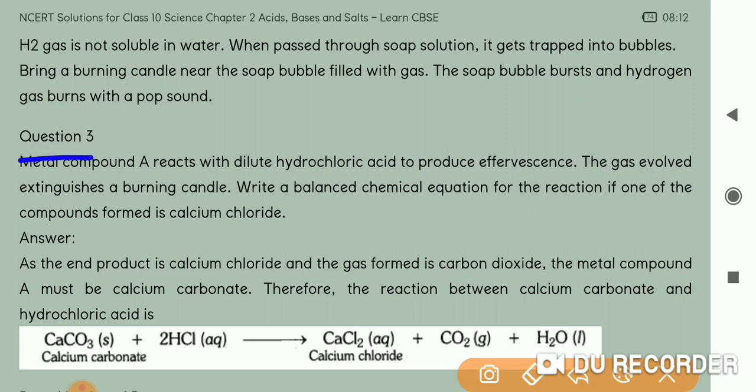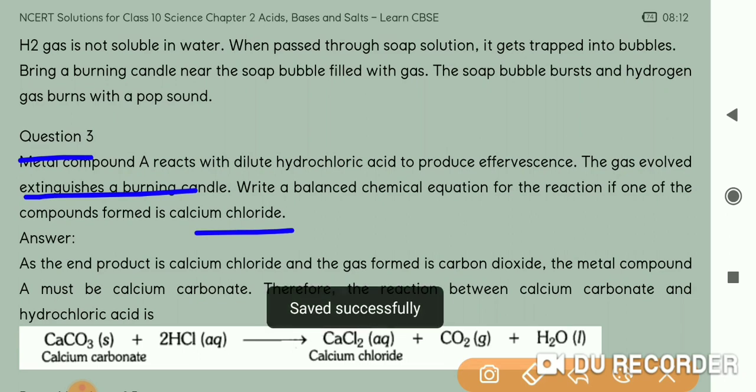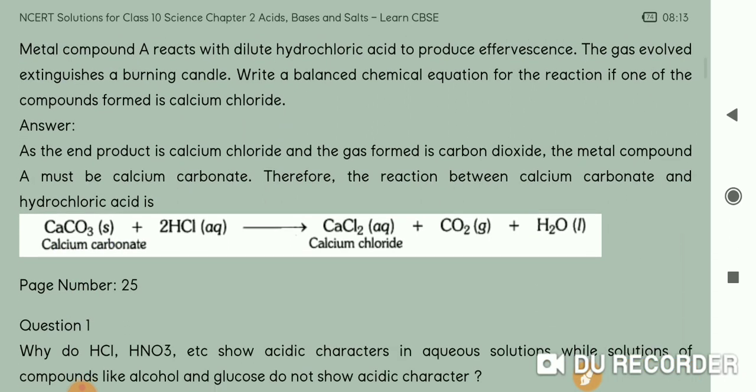This is confirmed. Write a balanced chemical equation for the reaction if one of the compounds formed is calcium chloride. So see, calcium chloride is also given. Extinguishing fire is the hint given to you. So see, metal compound reacts with dilute hydrochloric acid. So dilute hydrochloric acid and calcium carbonate. So calcium carbonate, when it reacts with acid, one product is always carbon dioxide along with water, and another product will be calcium chloride. So this is the balanced chemical reaction for this.